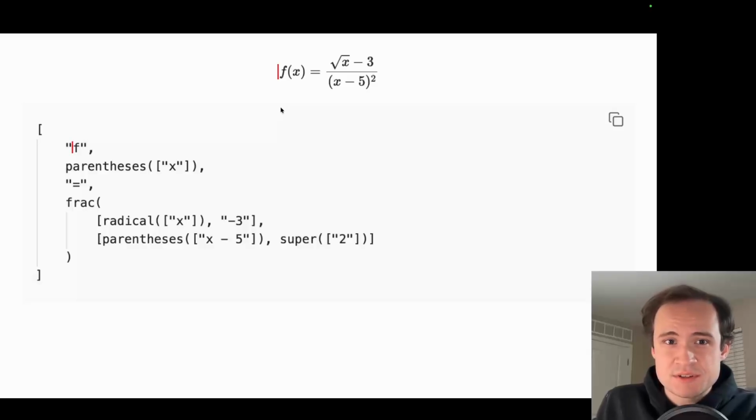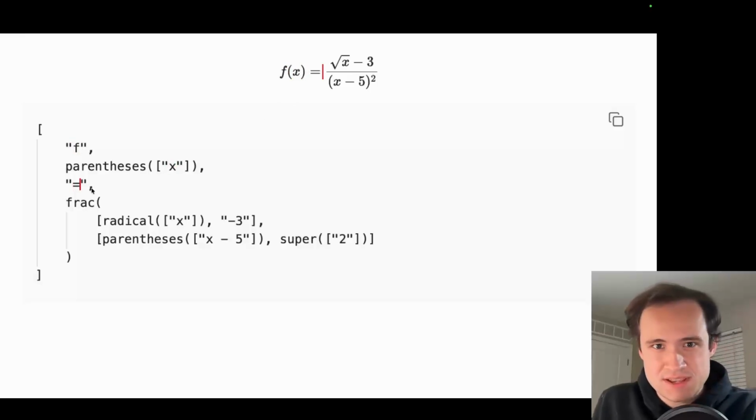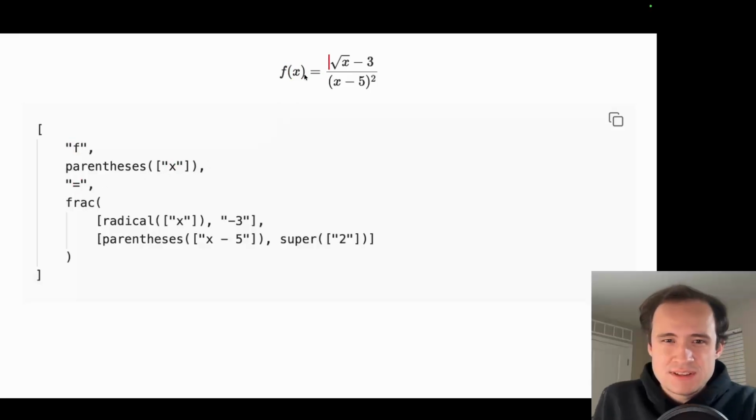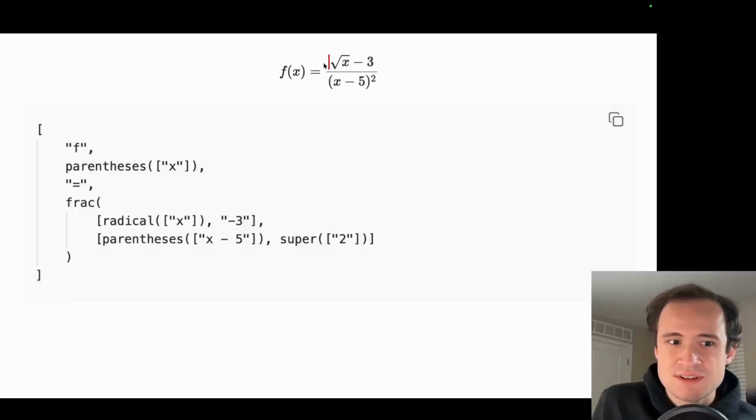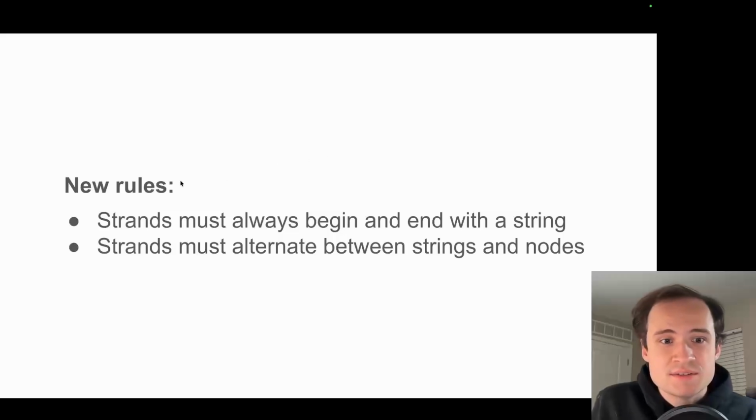In this model, cursor positions are represented as positions within the text strings. So before the F, after the F, before the X, after the X, before the equals, after the equals. Unfortunately, the next reasonable cursor position is before the radical, and there's no string there. So I decided to introduce two new rules. One, strands have to always begin and end with a string. That's going to solve the problem we just saw.